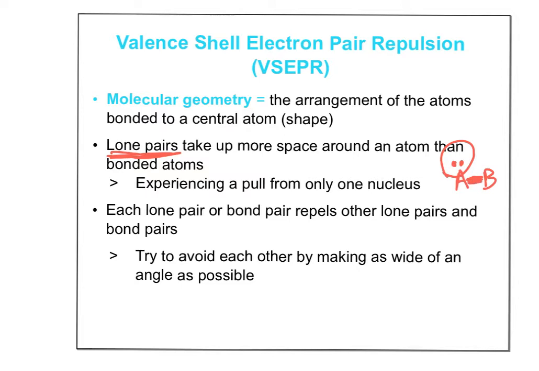We also need to think about multiple lone pairs on an atom, like this guy. Those lone pairs are going to repel these guys. So knowing that lone pairs avoid each other, and that bonded atoms and lone pairs want as much room as possible, we are going to make basically the biggest angle possible between lone pairs and bonded atoms.